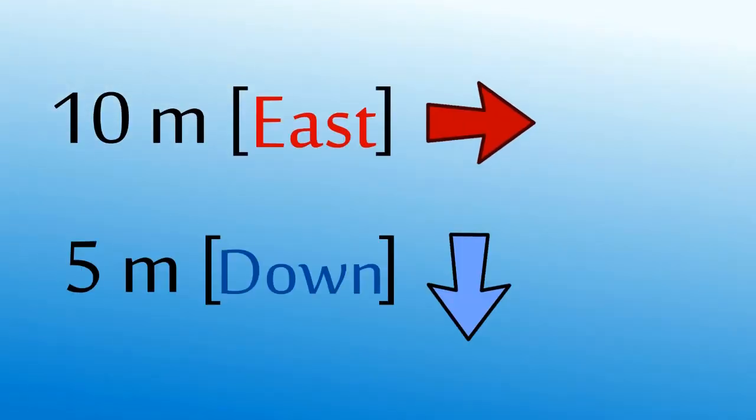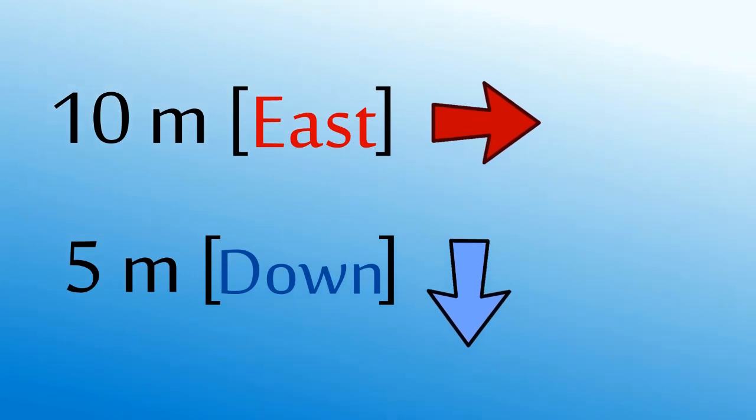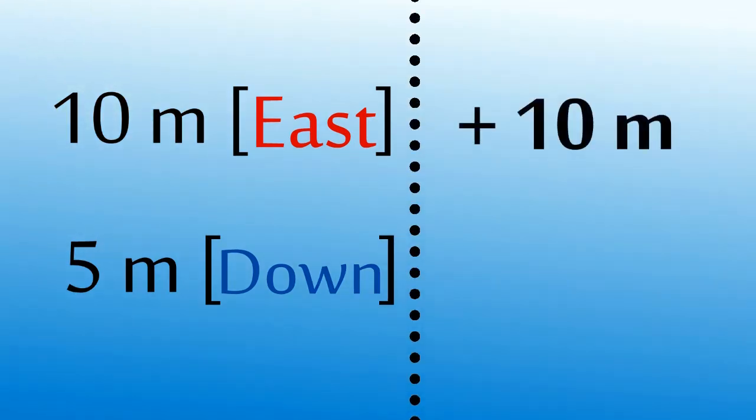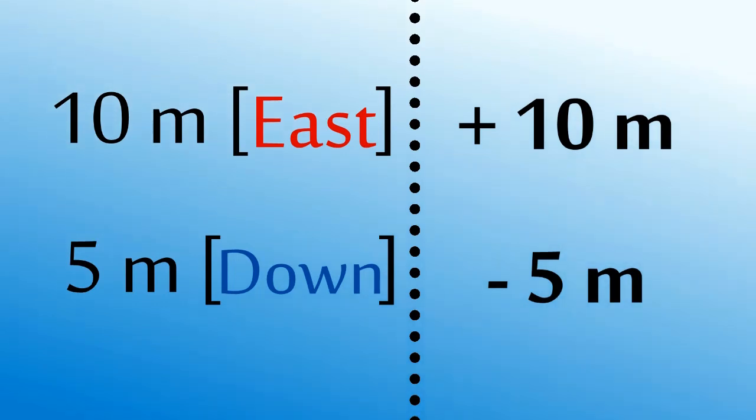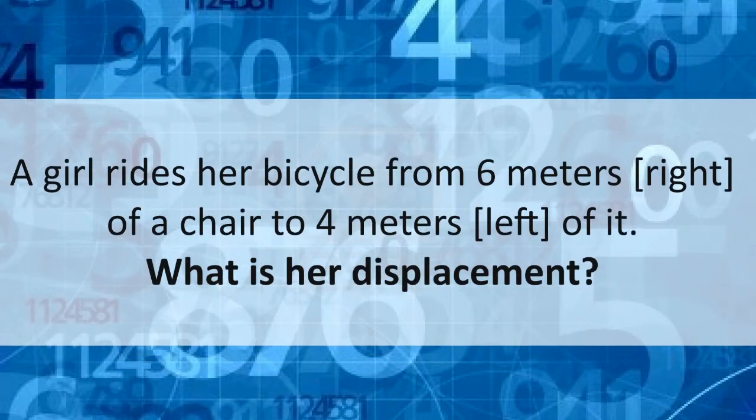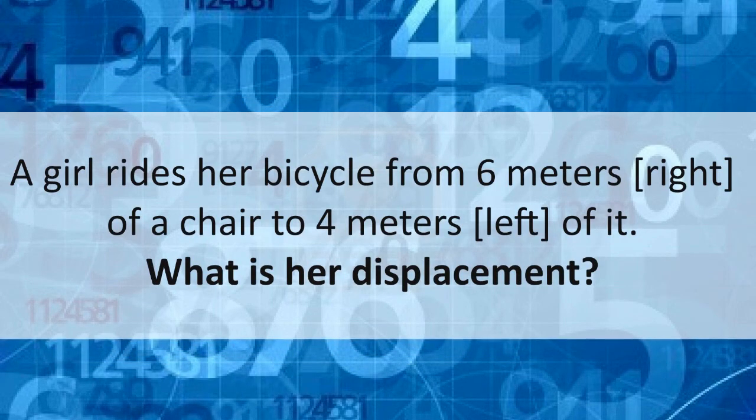When you are putting, for example, 10 meters east or 5 meters down into an equation, you would need to use either a negative or a positive. 10 meters east would become plus 10 meters. 5 meters down would become negative 5 meters. Knowing this, let's go through a harder question. A girl rides her bicycle from 6 meters right of a chair to 4 meters left of it. What is her displacement?